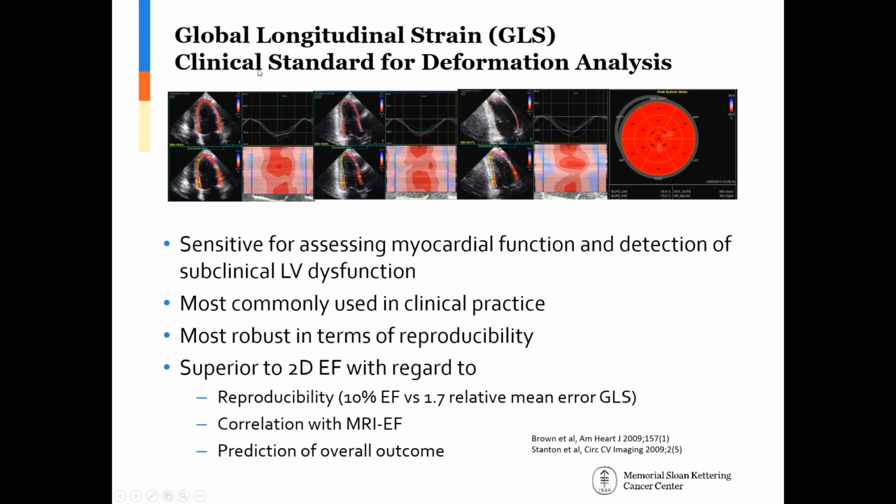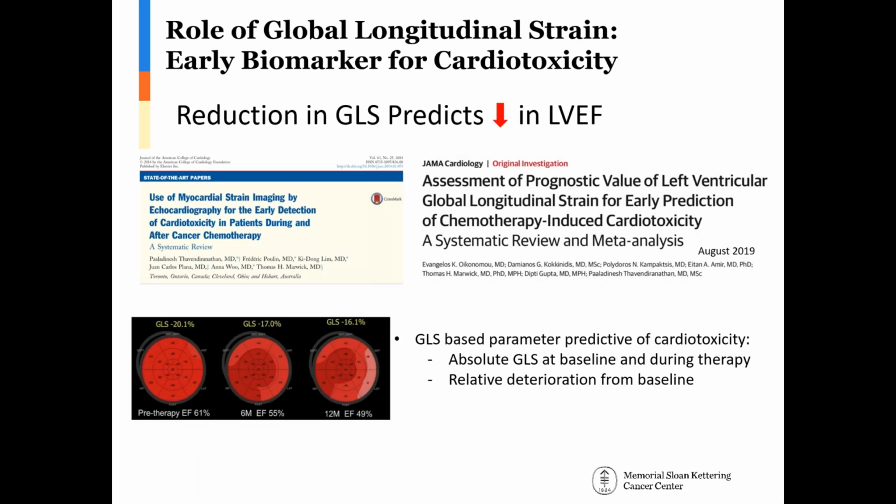Now, global longitudinal strain has been shown to be sensitive for assessing myocardial function and detection of subclinical LV dysfunction, and it is most commonly used in clinical practice and considered the clinical standard for deformation analysis. It has been shown to be most robust in terms of reproducibility and shown to be superior to 2D ejection fraction with regard to reproducibility, correlation with MRI-EF, and prediction of overall outcome.